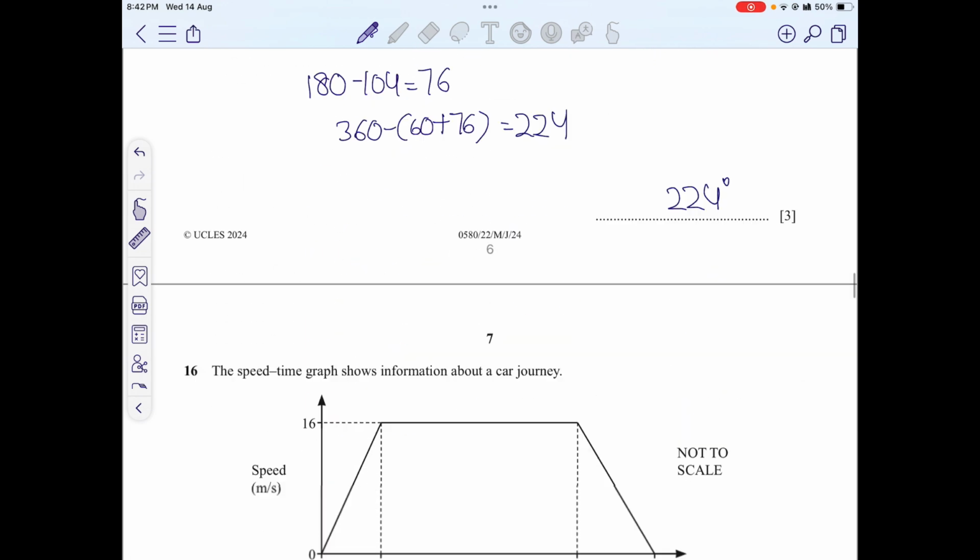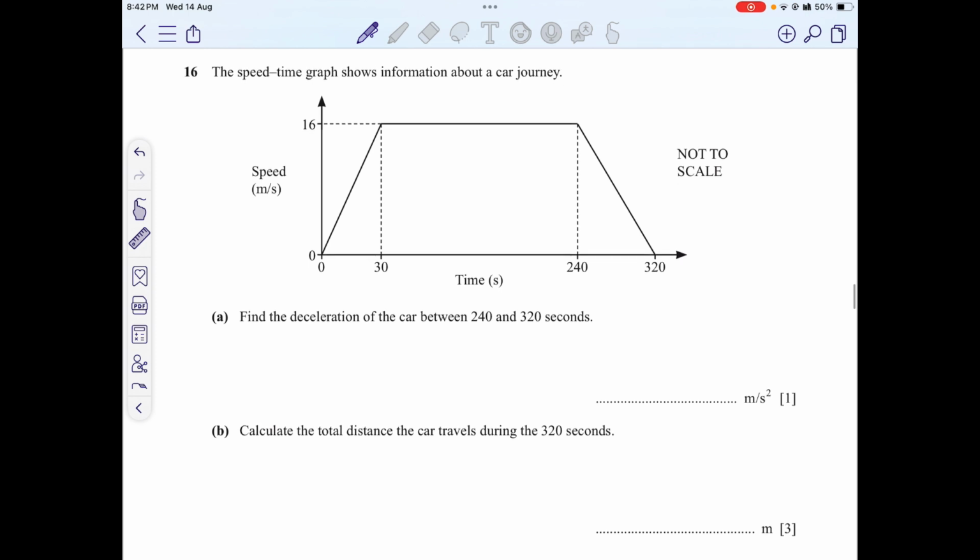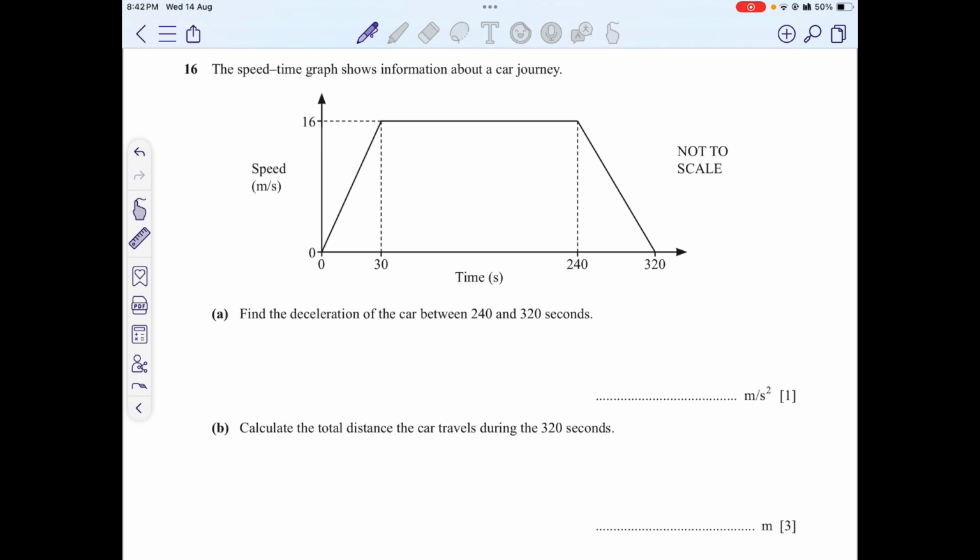Alright, I hope that's clear. Moving on, we have a speed-time graph. So it says find the deceleration of the car between 240 and 320. Now deceleration is the change in speed over time. Now it went from 16 to 0. So I would say the change in speed is 16. And what about the time? 320 minus 240, that is basically 80 seconds. When you do this, you will get 0.2 meters per second squared.